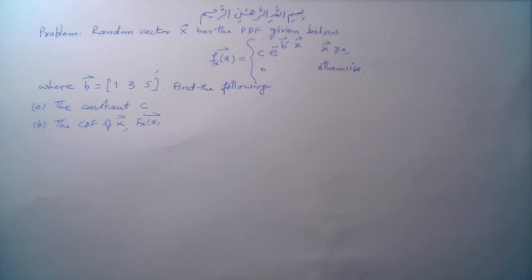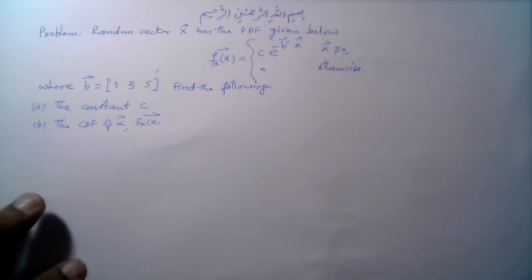In this problem, random vector x bar has the PDF given below. Fx of x bar is equal to c multiplied by e raised to the power minus b dash bar x bar, while x is greater than or equal to 0, and this is 0 otherwise, where b bar is equal to [1, 3, 5] transpose, and find the following. Part A, the constant c. Part B, the CDF of x bar, Fx of x.